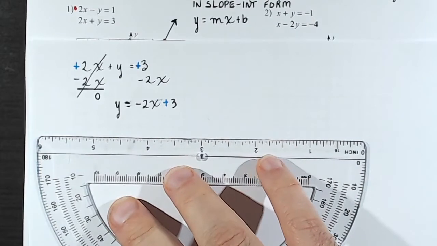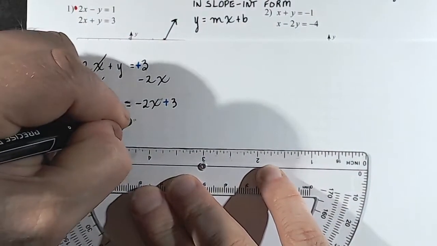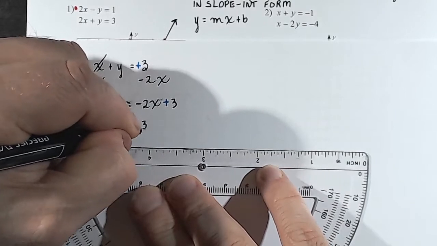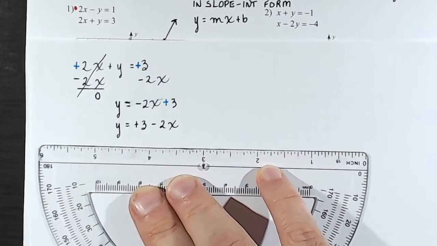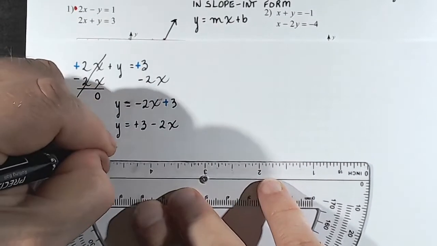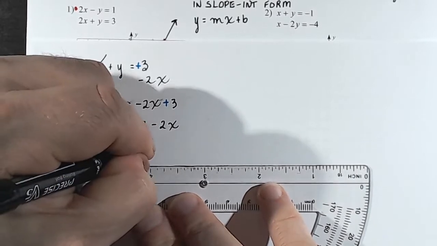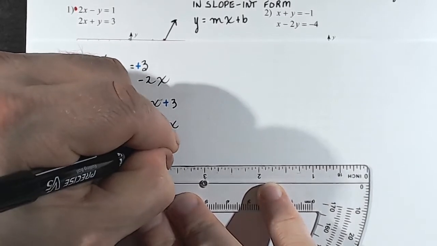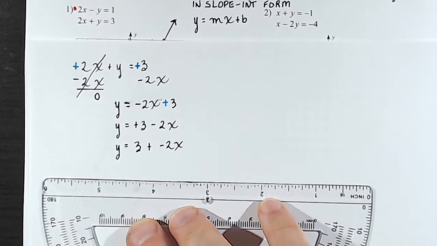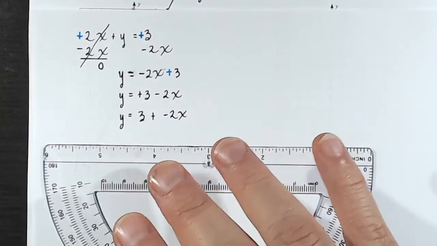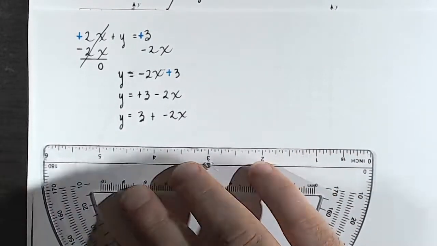And I just want to point something out. I could have just as easily written y equals positive 3 minus 2x. Okay, those are equivalent. So is this. Y equals 3 plus negative 2x. Okay? So there's no such thing as subtraction. There's just the addition of negative numbers, if you want to think about it like that.